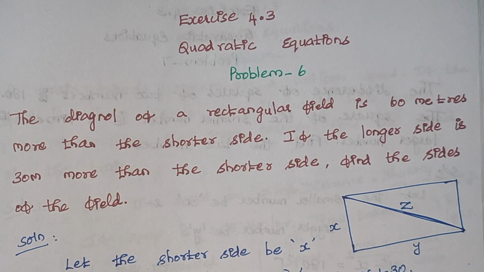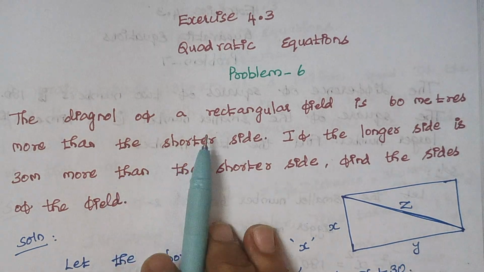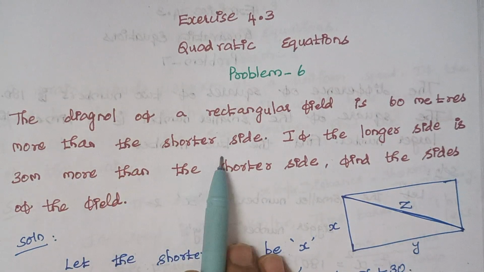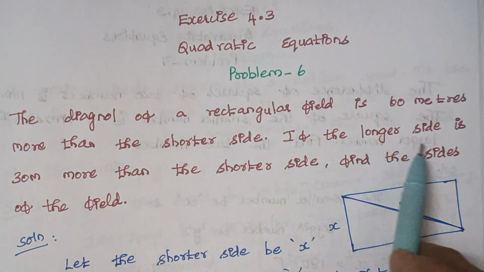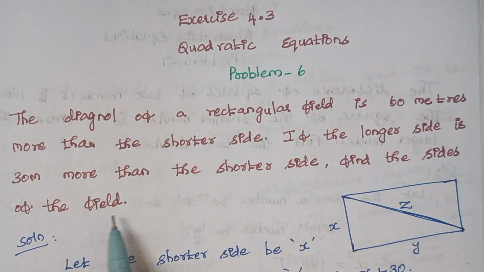Today we are going to solve problem 6 in exercise 4.3, quadratic equations. The problem is: the diagonal of a rectangular field is 60 meter more than the shorter side. If the longer side is 30 meter more than the shorter side, find the sides of the field.